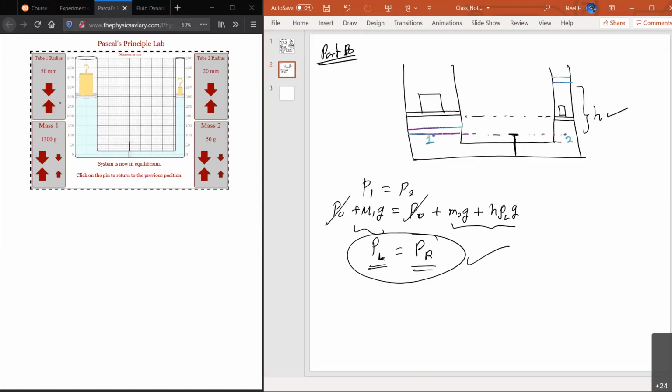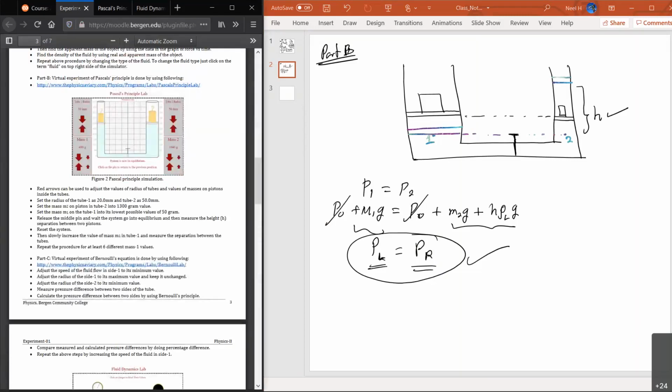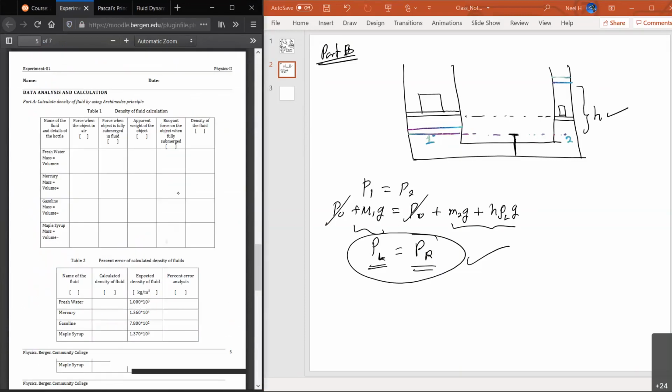Make sure all these numbers are right, okay? Your right hand side should have a radius of 20 millimeters and a mass of 50 gram as the starting point, and the left hand side a radius of 50 millimeters and a mass of 1300 gram to start with. Also, whenever you want to make any changes, this pin should be properly in place. When you take the pin out, click on the pin, you can see the positions are now at the equilibrium location. You have to bring the pin back and then make any adjustment, okay? Good, any questions so far? That's it, it's a simple calculation really.